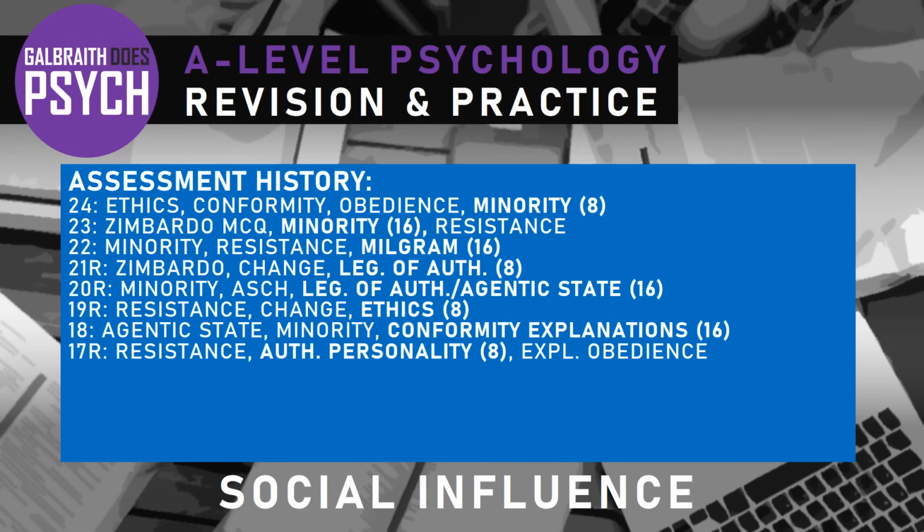I'm not going to read all of these out, but what I've done there is highlighted the essays or the big questions there, so you can see that minority influence, Milgram, legitimacy of authority, legitimacy and agentic state again there, ethics, conformity and authoritarian personality. What I've done down the left there with an R is just point out to you when research methods was embedded in that topic as well, so we can look for any patterns.